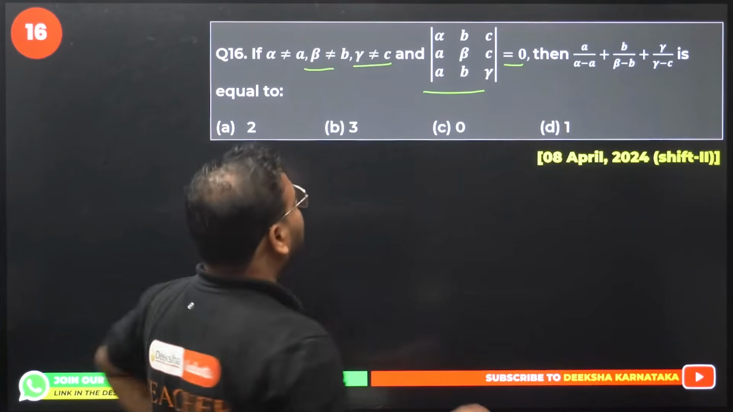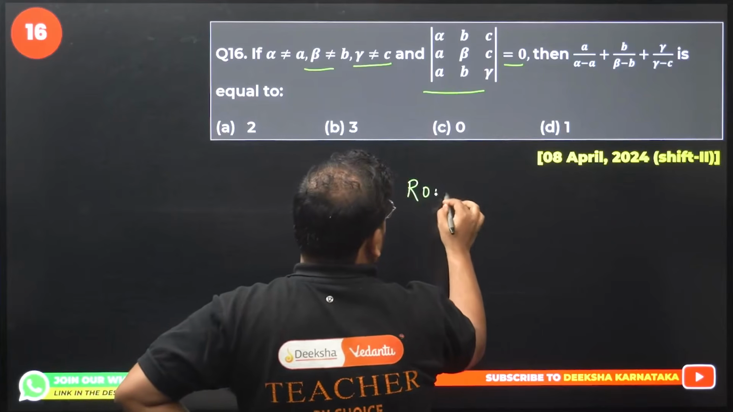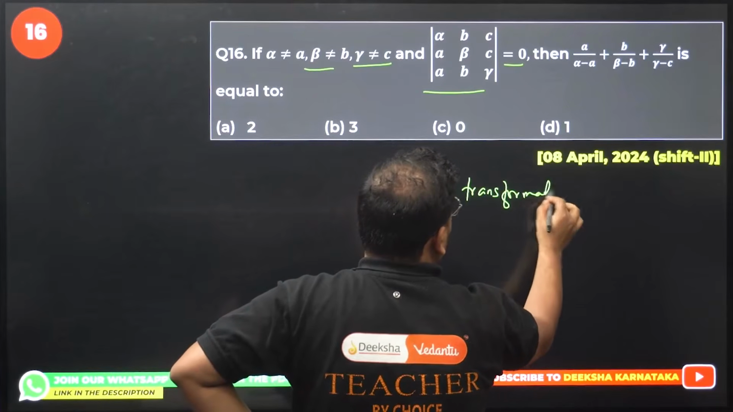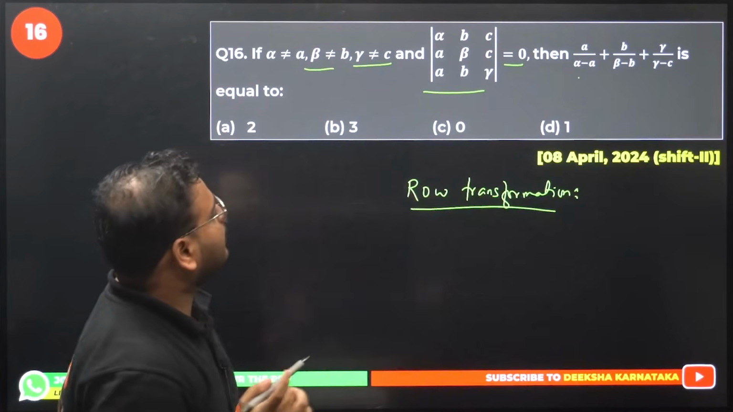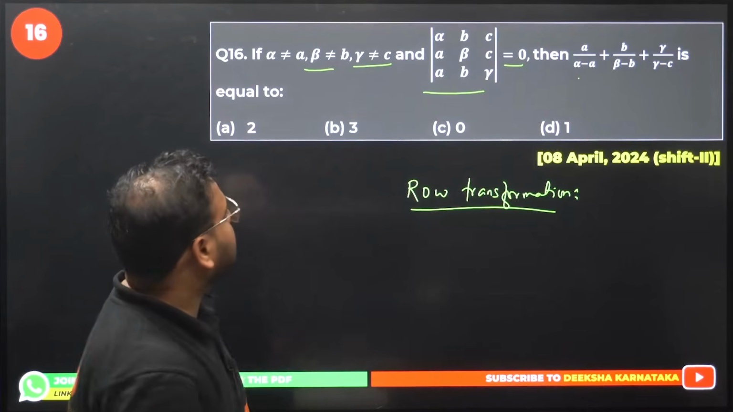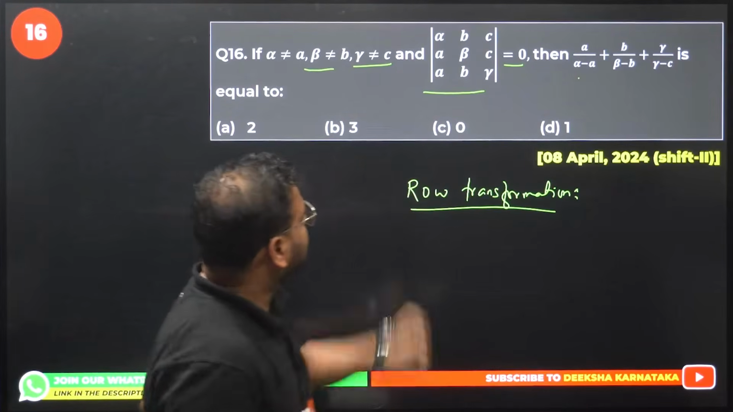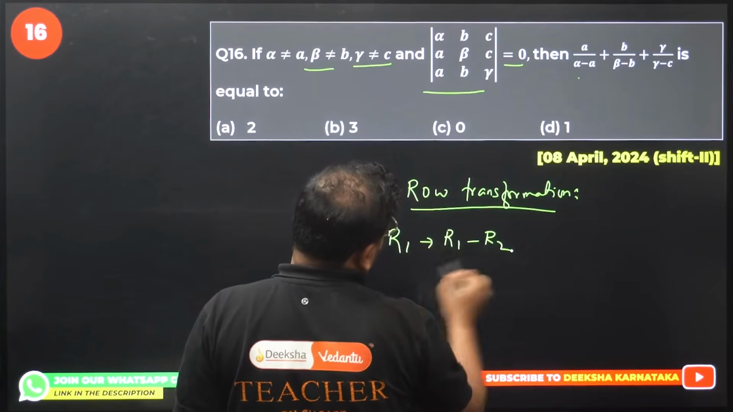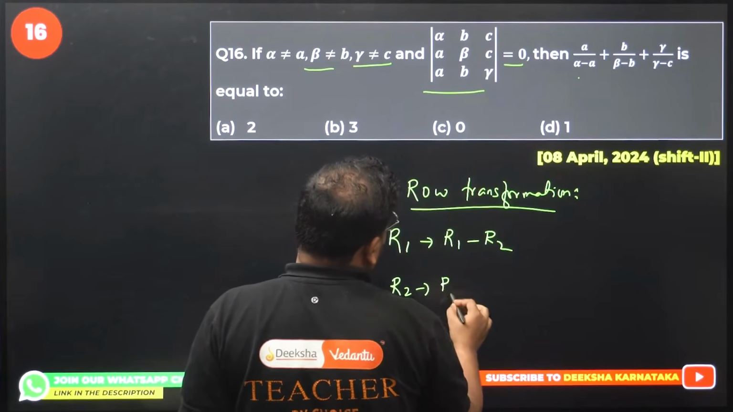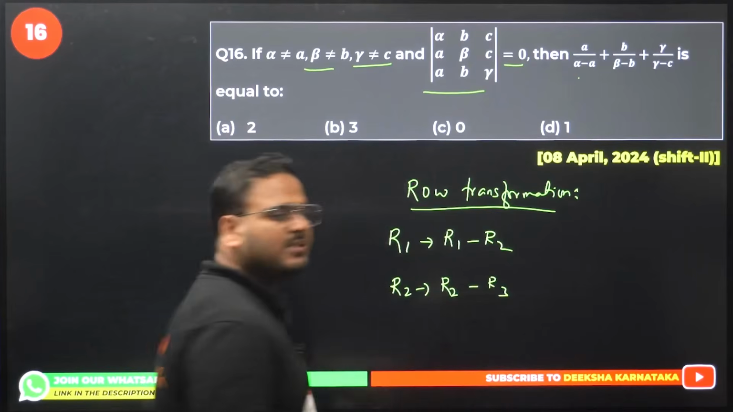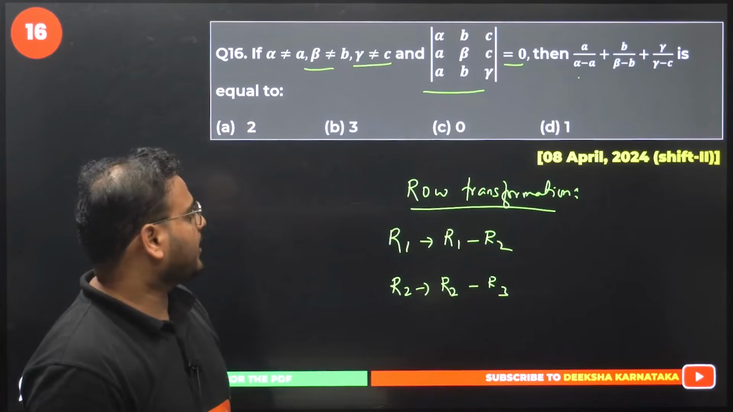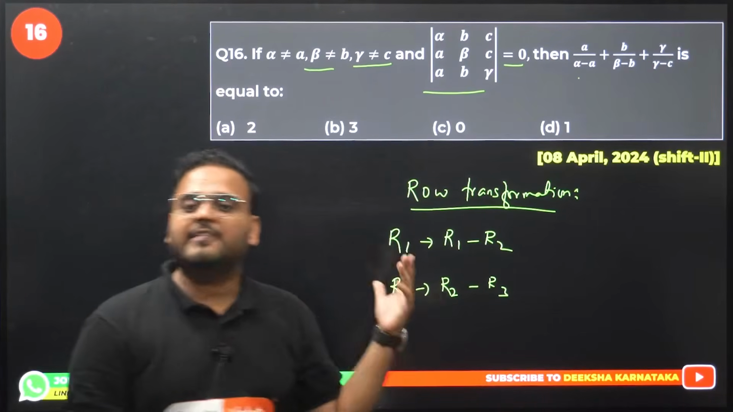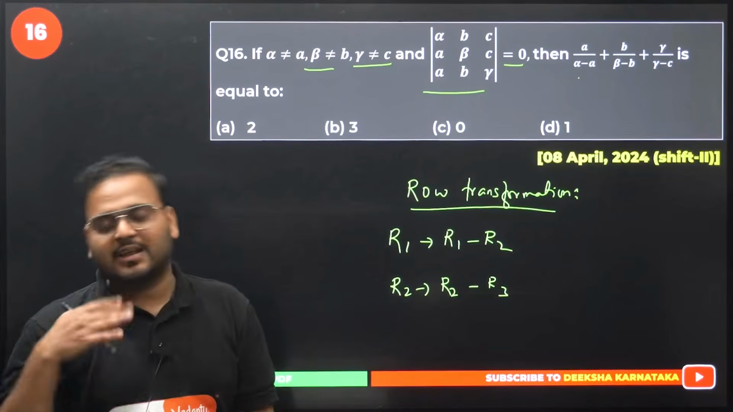I'll give you the hint. You have to apply row transformations. Now you might think, sir, this is very vague. So transformation, have a look what we can do. It's very vague, I understand that. What you can do is simply do one thing. Apply R1 as R1 minus R2 and R2 as R2 minus R3. The reason is very simple: alpha minus A, beta minus B, and gamma minus C we want to get. Do it and find the determinant. That's your answer. Don't worry, I'll tell you the entire solution.